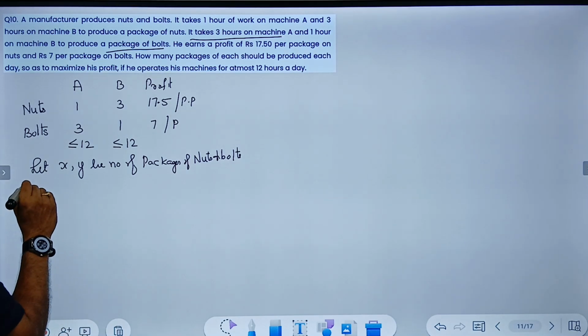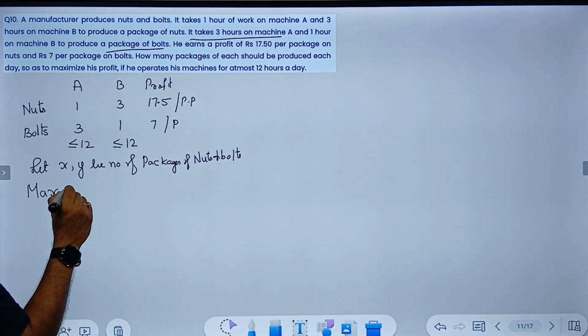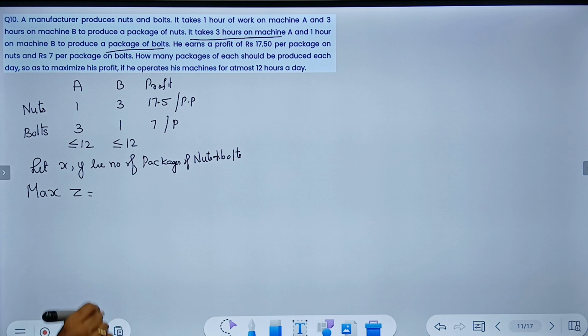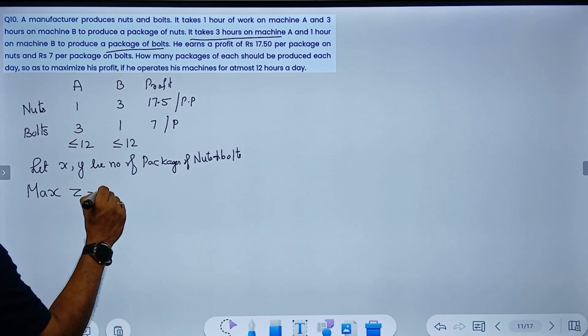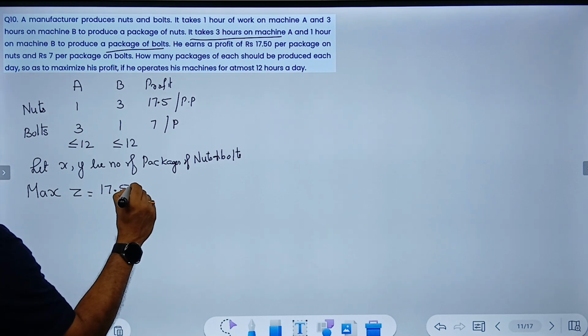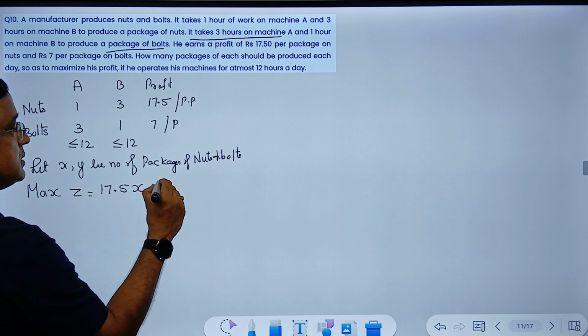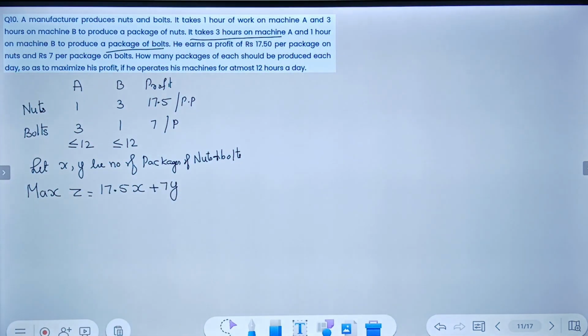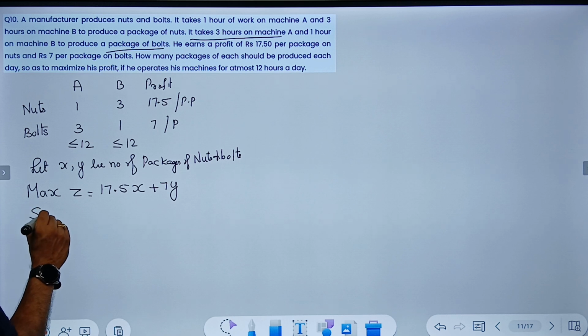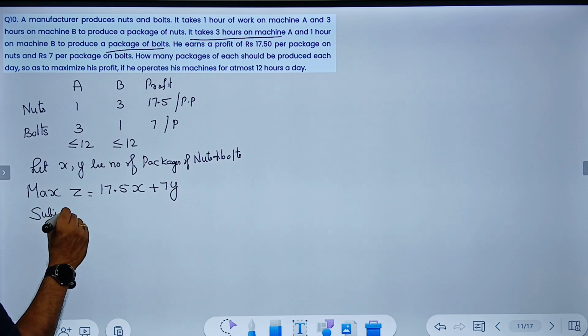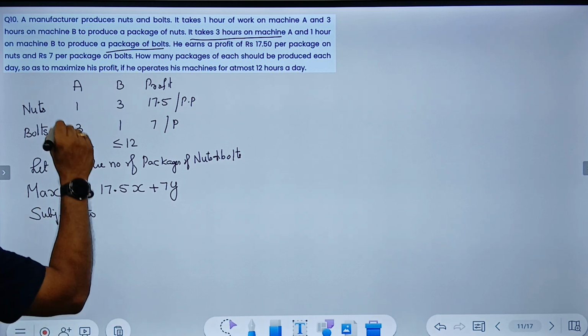Now the question is to maximize the profit. So what do you write? Maximize Z equal to 17.5x plus 7y. So this is the objective function. Subject to, what are the constraints?